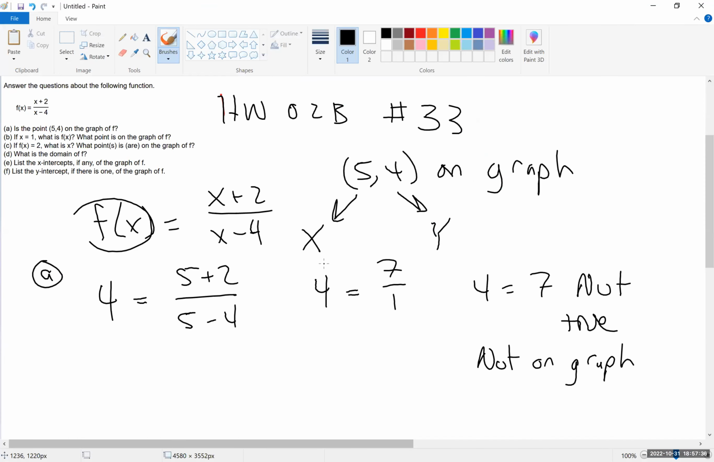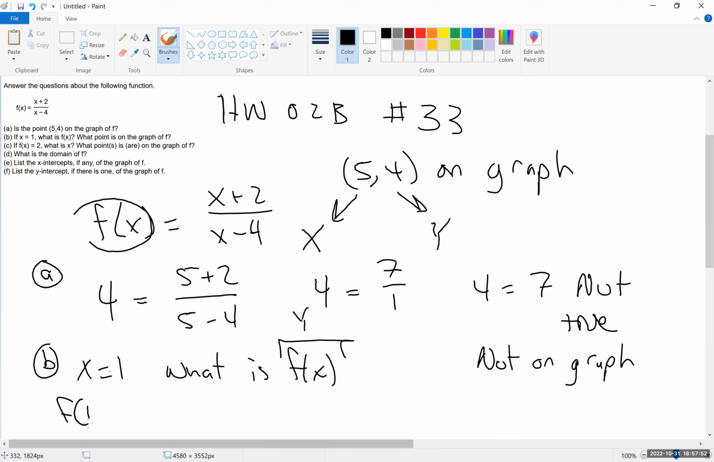So part B asks, if x equals 1, what is f of x? But f of x really means y. So what happens when we plug in x equals 1? Well, we get f of 1 is equal to 1 plus 2 divided by 1 minus 4. That's going to be 3 divided by negative 3, which is negative 1. So the answer here is negative 1.